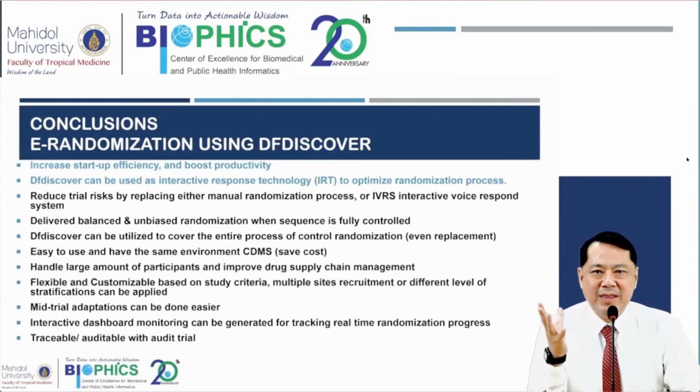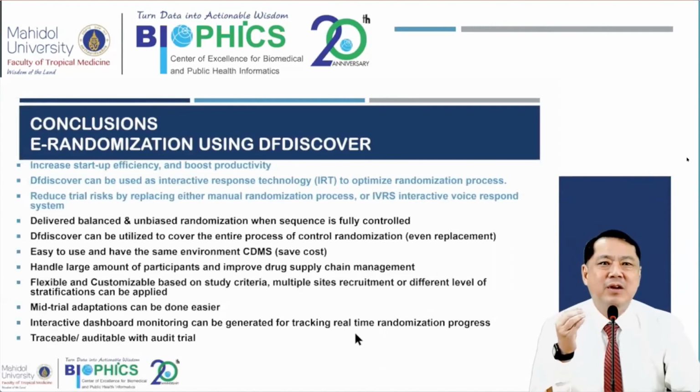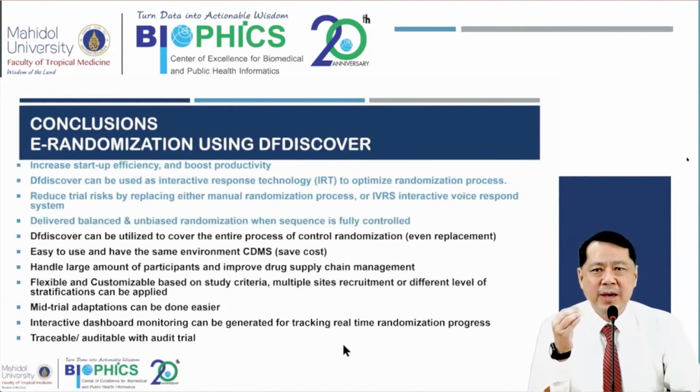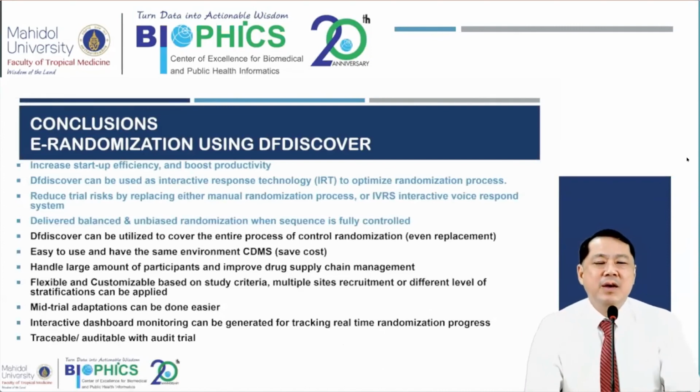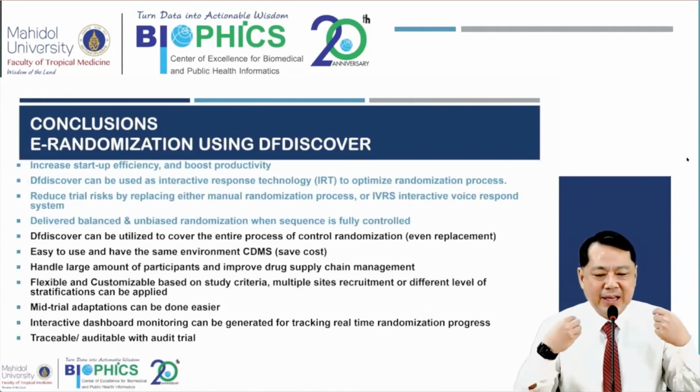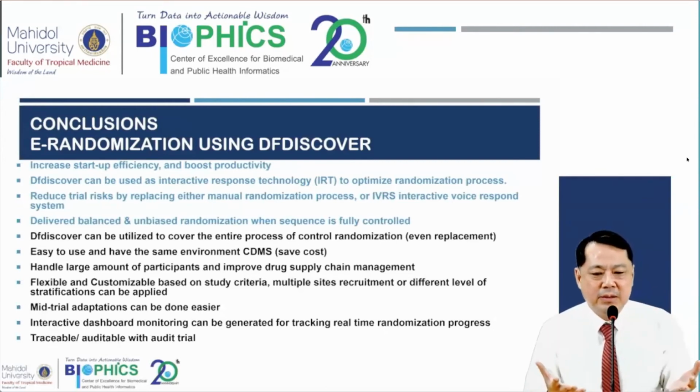And from the PowerPoint that I showed you, I think it can be used as the interactive response technology, IRT, to optimize the randomization process. And then it can reduce the trial risk by replacing either the manual randomization process or IVRS, the interactive voice response system. And you can deliver balanced and unbiased randomization. If you can use the system to assign the sequence of the list correctly, everything will be controlled perfectly.